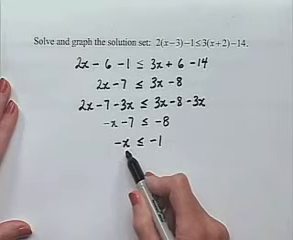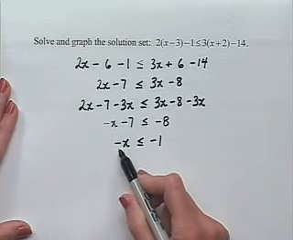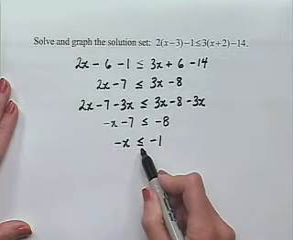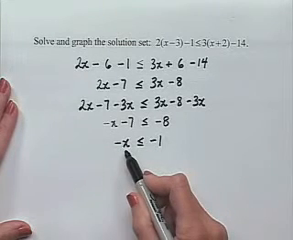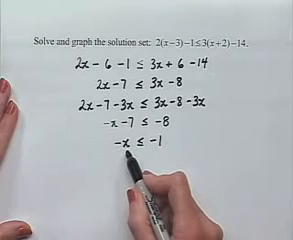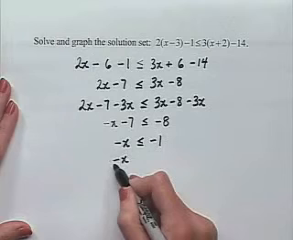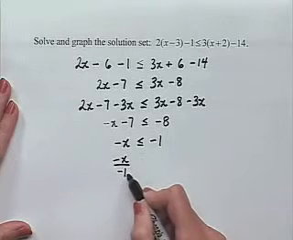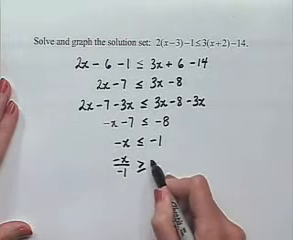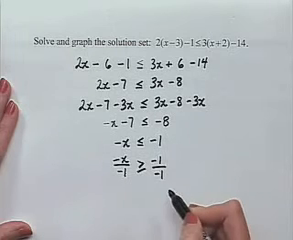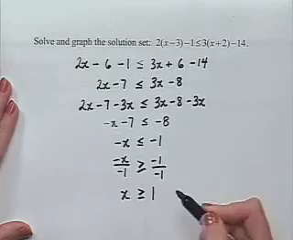Now, we still haven't solved for x yet. At this point, what we have is a value of negative x less than or equal to the value of negative 1. In order to get x by itself, we have to divide both sides of this inequality by the coefficient of negative 1. So negative x divided by negative 1. Now, division by a negative value requires us to switch the inequality symbol when we have negative 1 divided by negative 1. Simplifying, x is greater than or equal to positive 1.